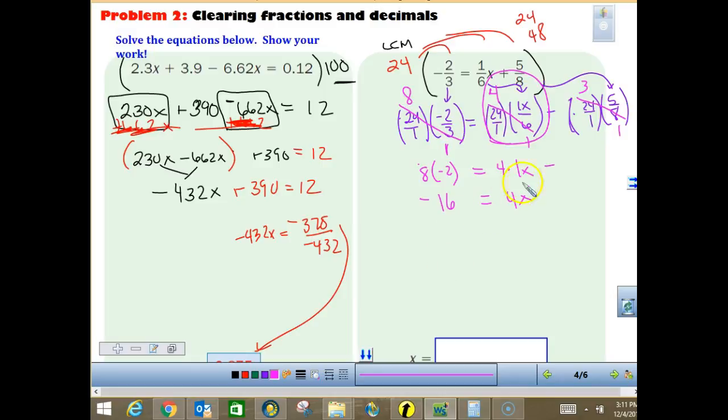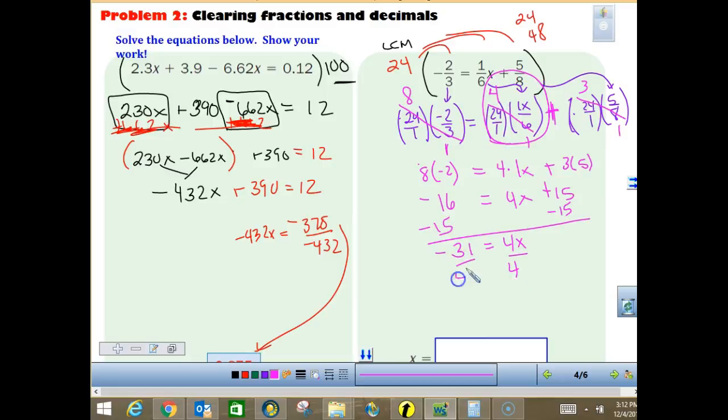So, this should be, I agree, 3 times 5, or minus 15. If we are looking at this, right? Wait, this should have been a plus, right? That was a plus. Okay, so plus 15. My fault. So we're going to subtract 15. We're going to get negative 31 equals 4x.